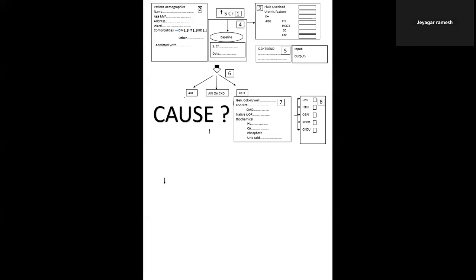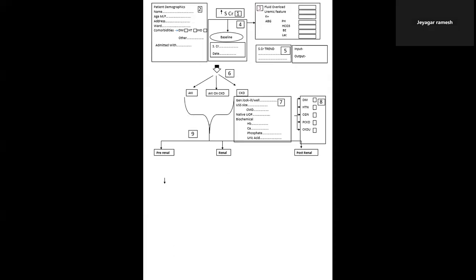So the first question that we try to answer when a patient presents with a high serum creatinine is whether the patient needs dialysis. The second thing is, what is the renal diagnosis, whether it is AKI, AKI on CKD or CKD. And the important thing is that AKI or CKD is not the diagnosis, but we need to identify what has caused the renal impairment.